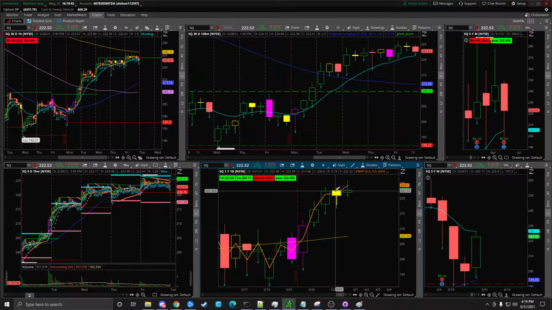So SQ, I don't know if I had it on my watch list. I believe I did. Don't hold me to that one. But I'll see it right now. I did, yeah. So SQ, I had on the watch list for Friday, or Thursday going into Friday. I wanted to see price break the high or the low of this bar.